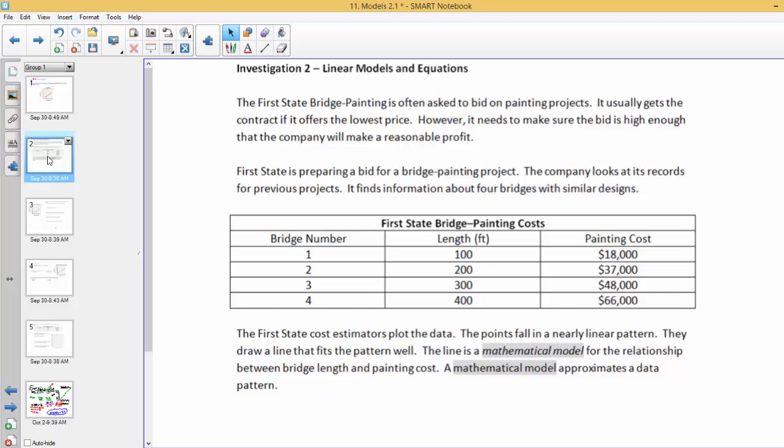Okay, so here's the next problem. This is about a bridge painting bid. And you want a high enough bid that you make some money because you don't want to work for free, but you want a low enough bid that the people pick you, because if you have a company that does the same job for cheaper, that company is going to always get hired. So here is your data. Different lengths, different cost.